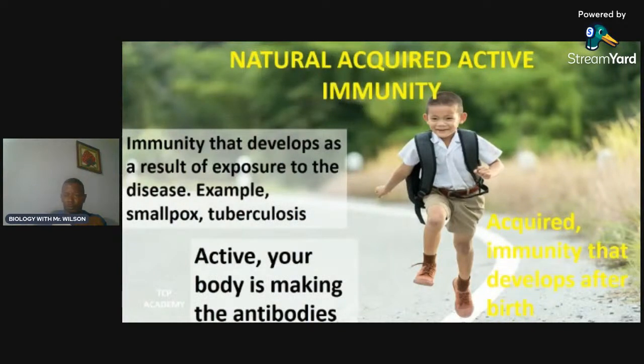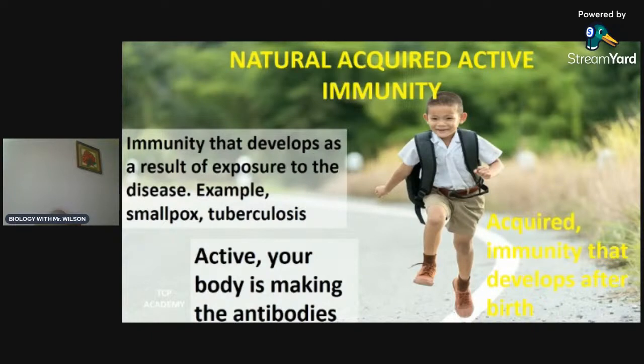Why is this youngster running? It seems so happy. Of course, he would have acquired active immunity. What does that mean? Acquired, the immunity that develops after birth. So if we were supposed to compare acquired, we'd compare it to innate. If it's from birth, then it's innate. If it's acquired, then it's after birth. If we were supposed to compare natural, it would be compared with artificial. If we were supposed to compare active, it would be compared with passive.